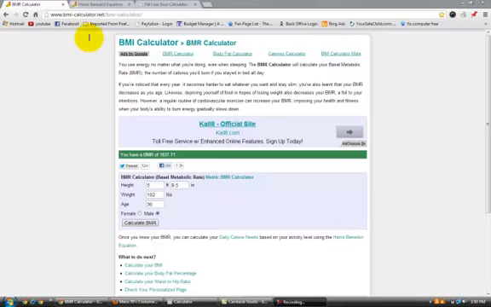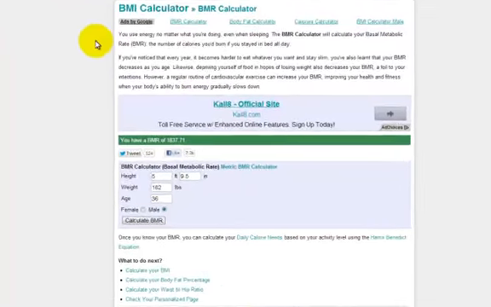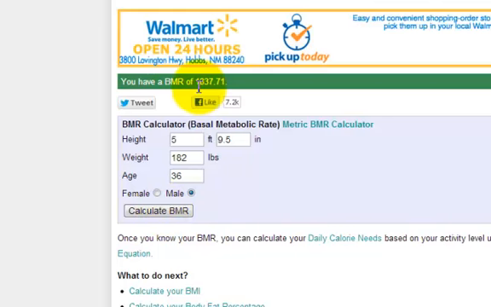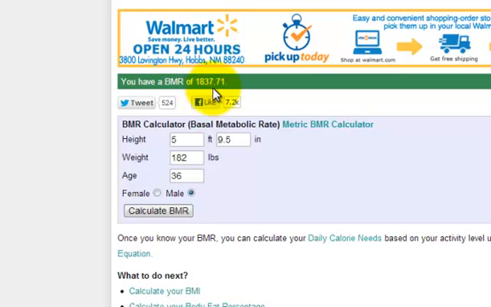Click on the first one, which is the BMI Calculator.net/BMR-calculator. What you want to do here is type in your height, your weight, your age, and whether you're male or female. Hit calculate. As you can see, it tells me that I have a BMR of 1837.71.